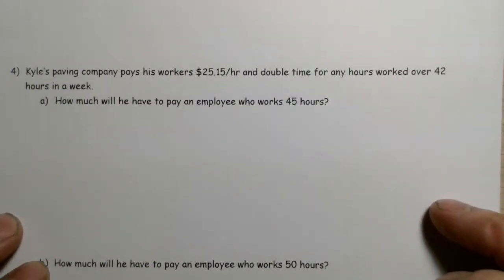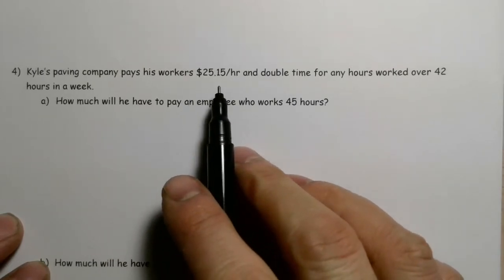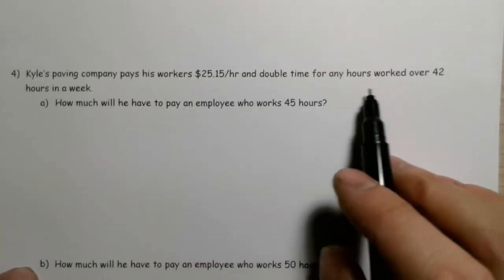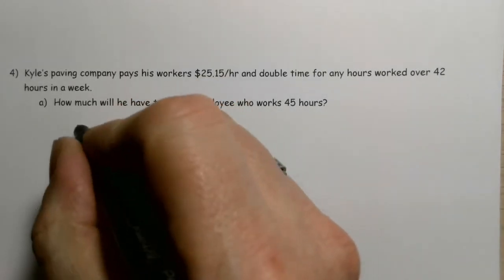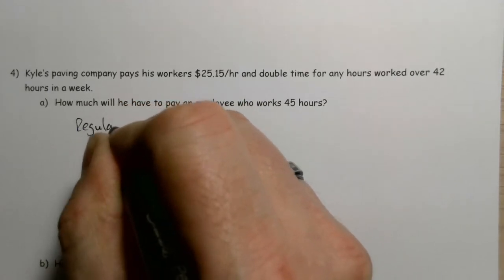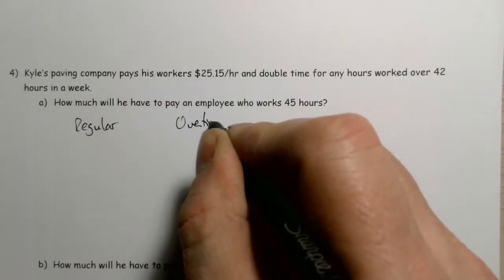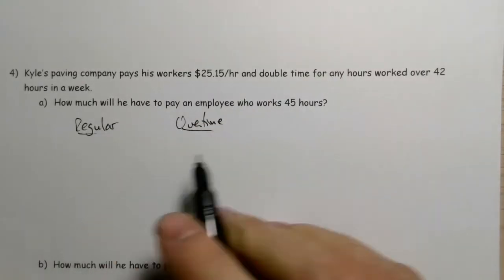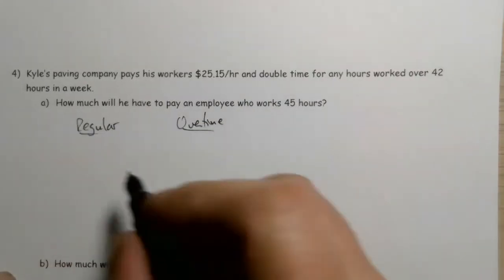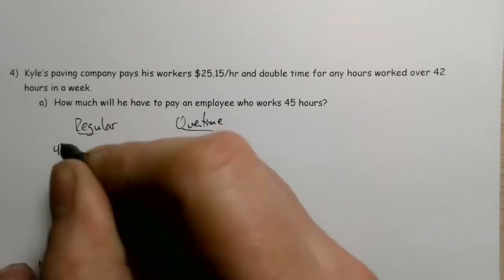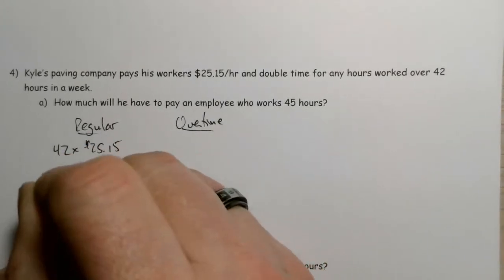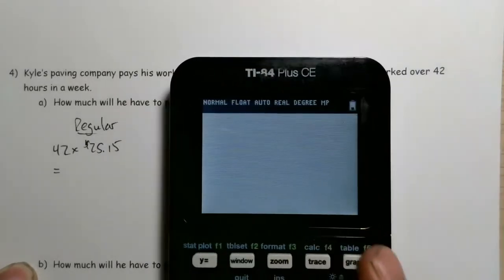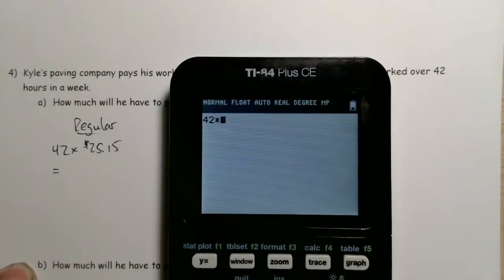Kyle has a paving company, and he pays his workers $25.15 an hour and double time for any hours worked over 42 hours in a week. So how much will he have to pay an employee who works 45 hours? Well, again, there is the regular, and then there is the overtime. Now, the regular work week is 42 hours, so it's going to be 42 hours multiplied by $25.15 per hour. So let's just figure out what their regular pay would be.